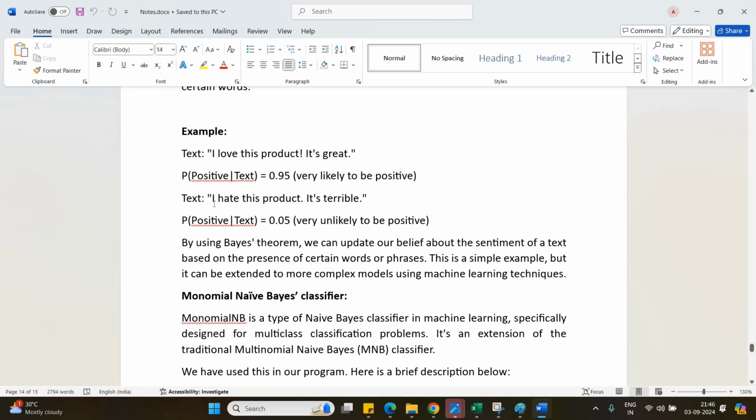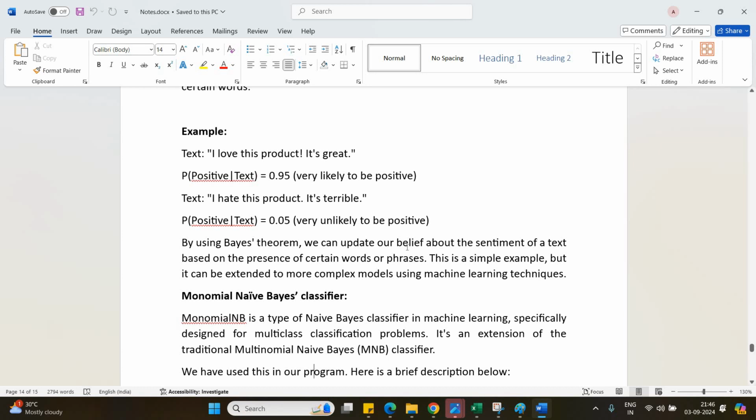Now we have "I hate this product, it is terrible", right? So we have to find out whether the word hate and the entire sentence have been used in a positive sense or a negative sense. We use the same formula and found that it only comes to 0.05. So it means it is very unlikely to be positive. It is very likely to be negative, right? So this text represents a negative sentiment, a negative sense when you are saying these kinds of words.